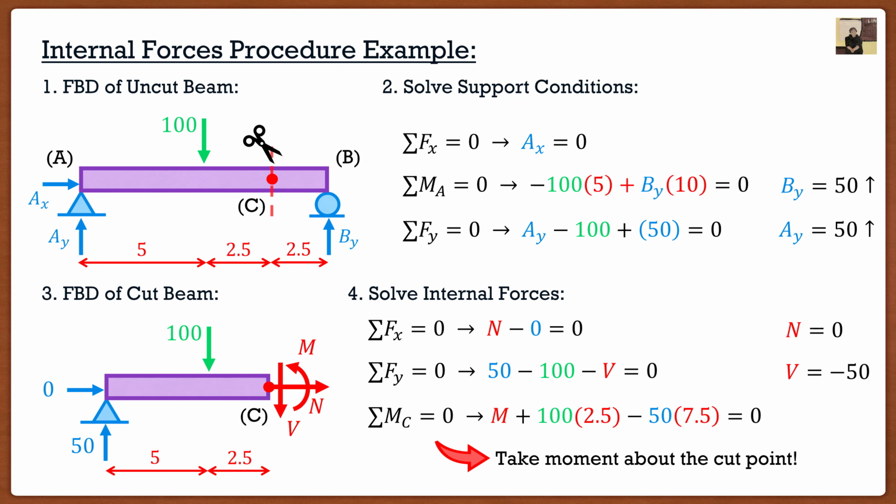In this case, if we do the math, our only unknown here is the moment. We get our moment to be 125. So in Canada, that could be kilonewton meters. If you're in America, that would be pound feet.